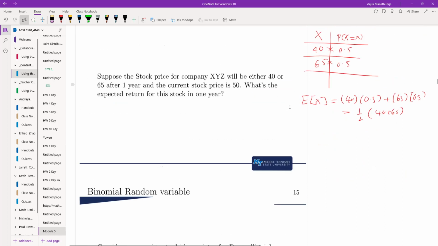Okay, so that's the end of the Bernoulli distribution. And the next one is the binomial, which is an extension of the Bernoulli distribution.